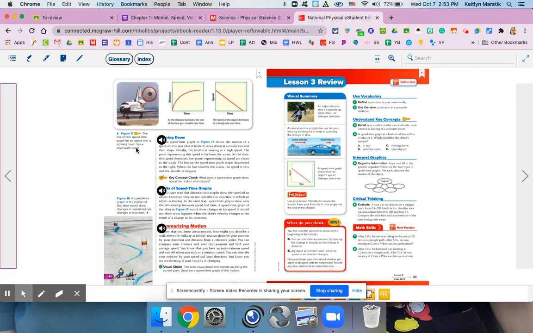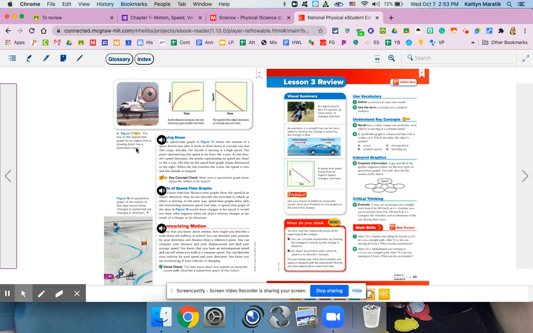Critical thinking, evaluate: a race car accelerates on a straight track from 0 to 100 kilometers per hour in 6 seconds. Another race car accelerates from 0 to 100 kilometers per hour in 5 seconds. Compare the velocities and accelerations of these cars at their races. And then there's 2 other math ones.